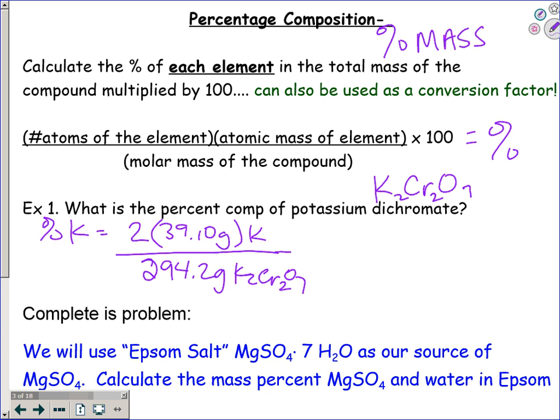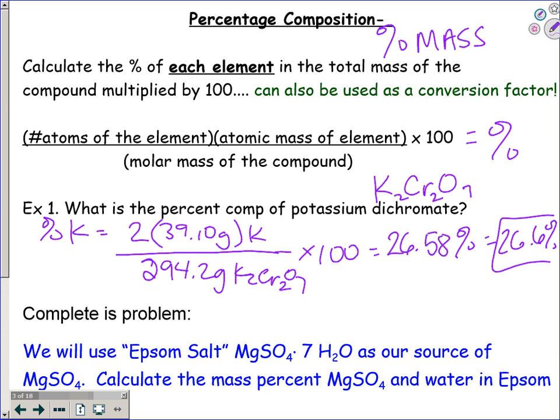Okay, so we are doing the portion over the total times 100. You're going to have to do that and tell me your percent potassium. I got 26.58, so I'm going to write that first. And sig figs always come into play. None of these are measurements. These are all given constants of the molar mass of these substances. So I'm just going to record it to 1 decimal, 26.6%, because we would round the 5 up because of the 8.